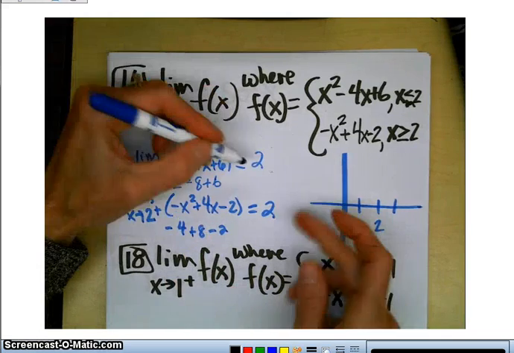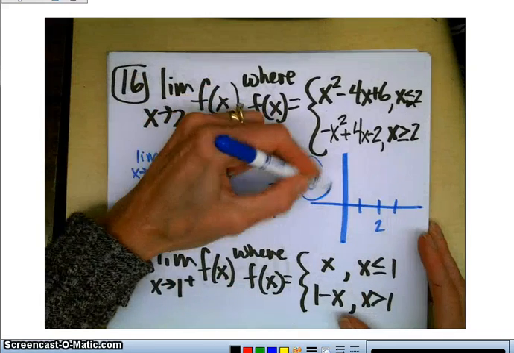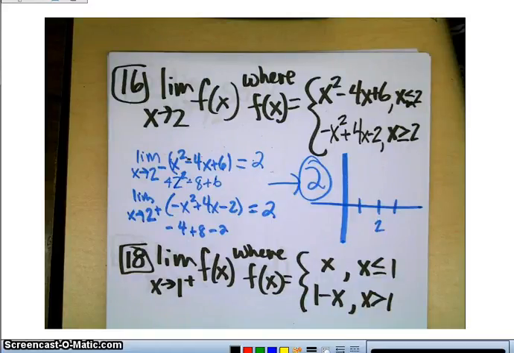So the limit, since both of these are the same, the limit is 2. If they had been different, the limit would not exist.